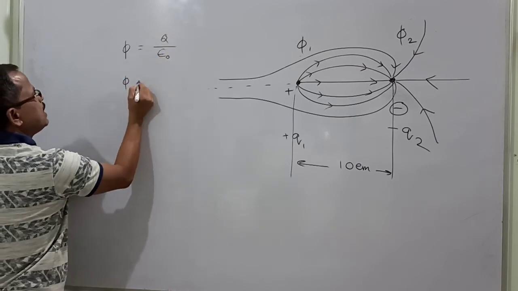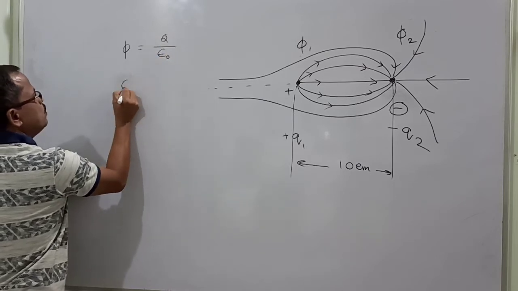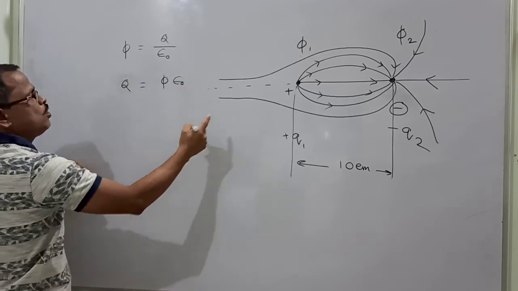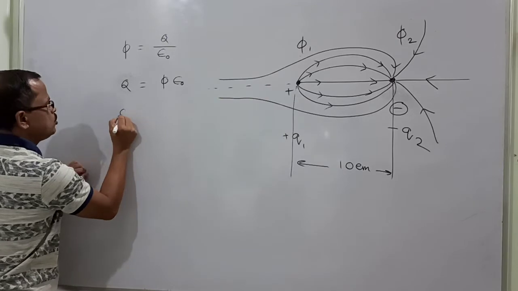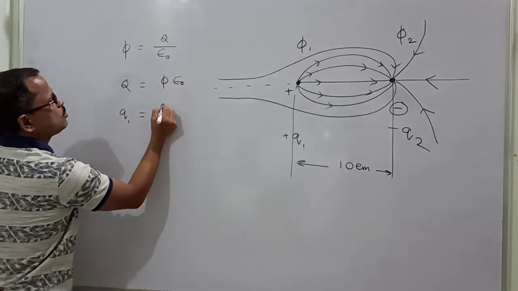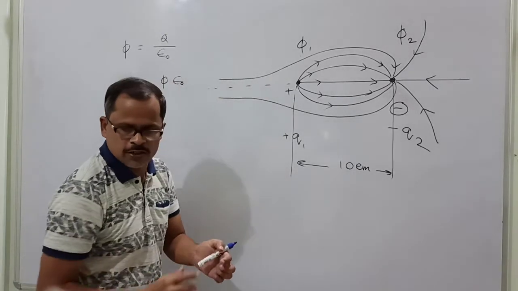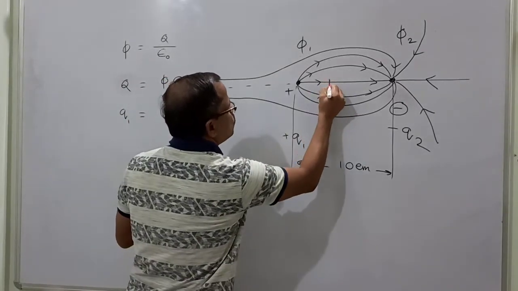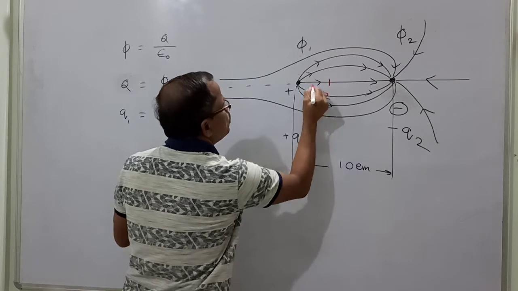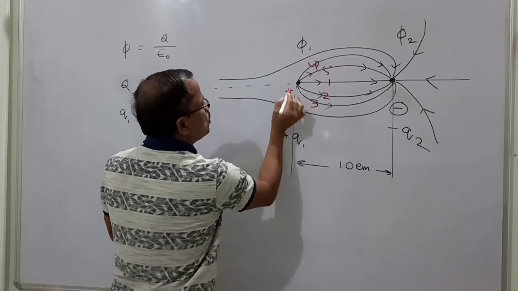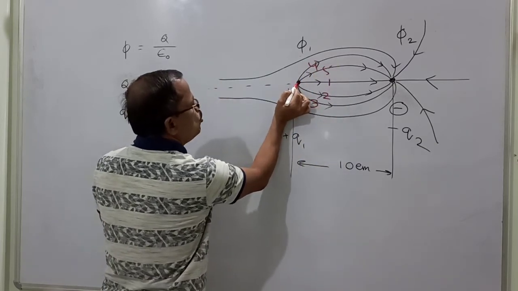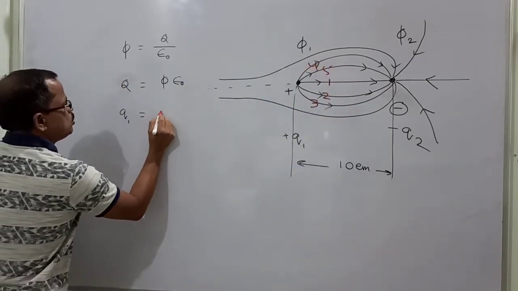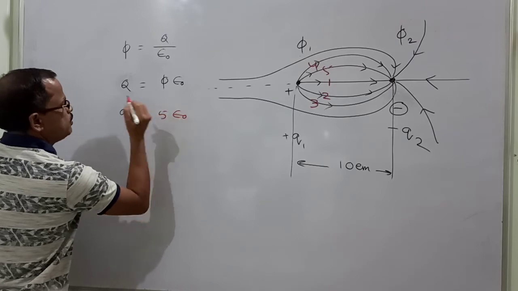Then what is charge? The charge is equal to phi into epsilon 0. Come to the first point, the charge is Q1. How many lines of force? Let us count the number of lines of force: 1, 2, 3, 4, 5. The number of lines of force going out from this point is only 5. So the charge is equal to 5 into epsilon 0.